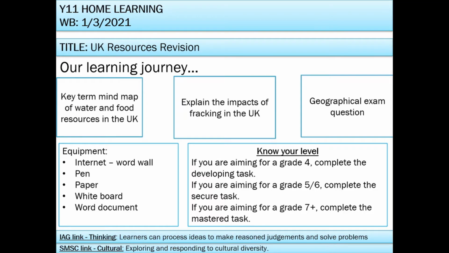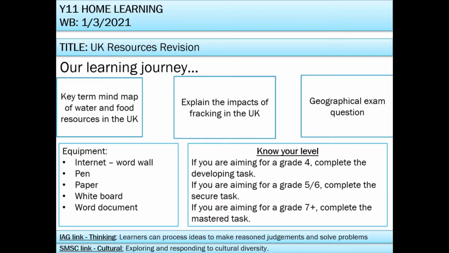Now, the first lesson that we're going to look at is UK resources revision. And the things that we're going to look at in today's lesson are the key term mind map of water and food resources in the UK. So, what are the demands for food and how is the supply changing?